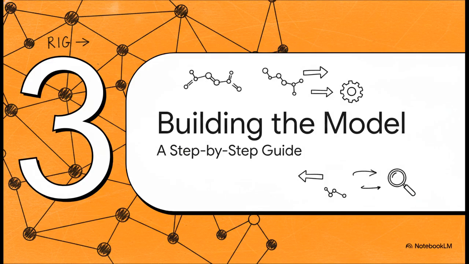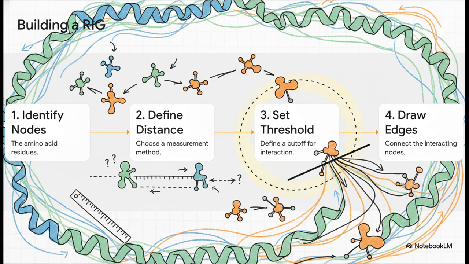Okay, so we know what a RIG is. Now for the fun part. How do we actually build one from scratch? This is the step-by-step guide, so you're going to want to pay close attention here, because these are the details that pop up on exams. It really just boils down to 4 main steps. First, we have to identify our nodes, which, remember, are the amino acid residues. Simple enough. Second, we have to figure out how we're going to measure the distance between them. Third, we set a cutoff, a threshold, that defines what actually counts as an interaction. And finally, step 4, we draw the lines, the edges, between any nodes that meet our rule.